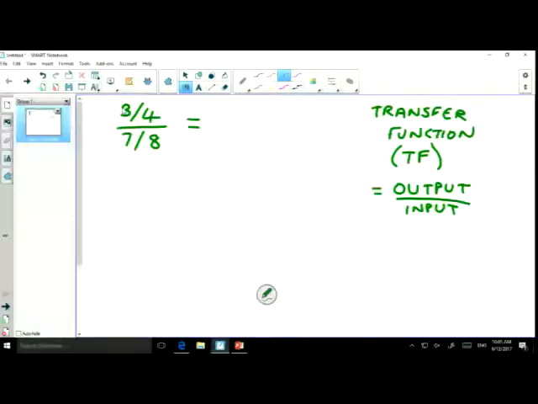Okay, well, I'll just write the answer. Let's see if you get it right. If I get this wrong, tell me.